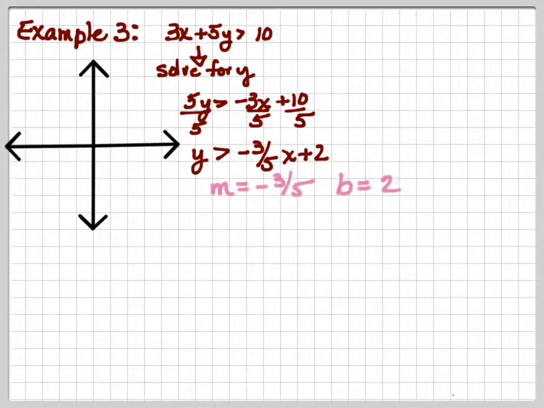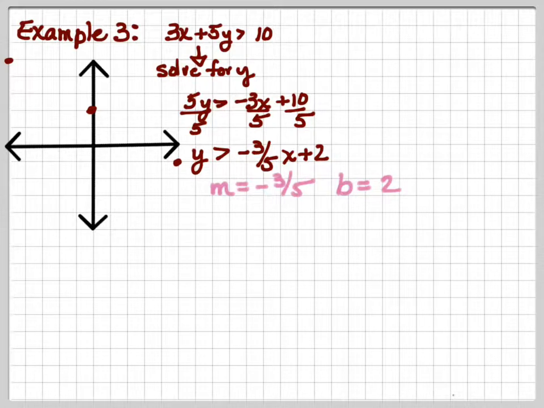And where do I start? I start with my y-intercept. So I'm going to plot 2 on the y-axis. Then I'm going to go down 3 and to the right 5. I can also go up 3 and to the left 5, and I'm still on the same line.